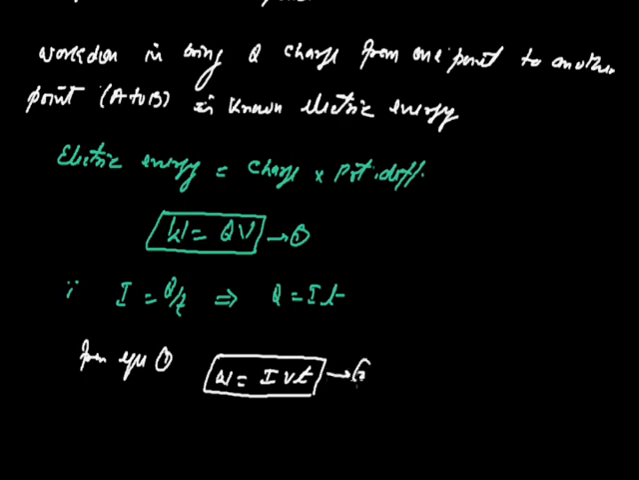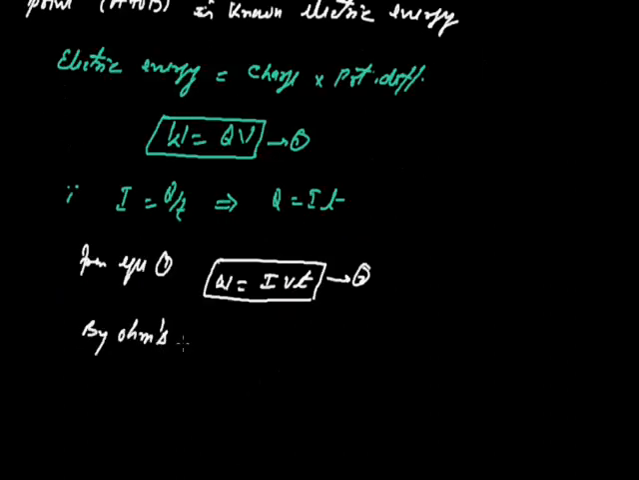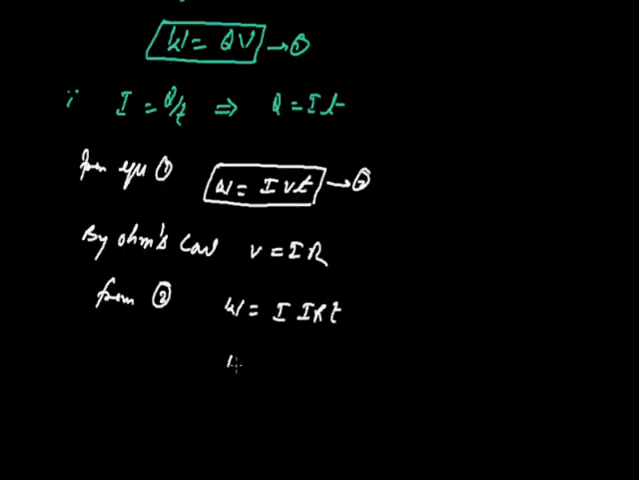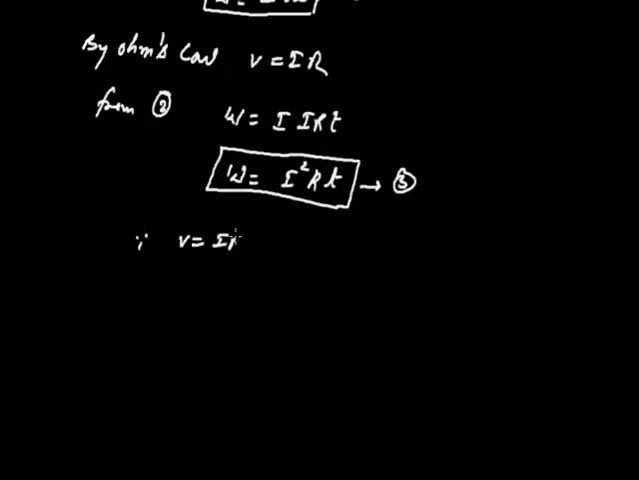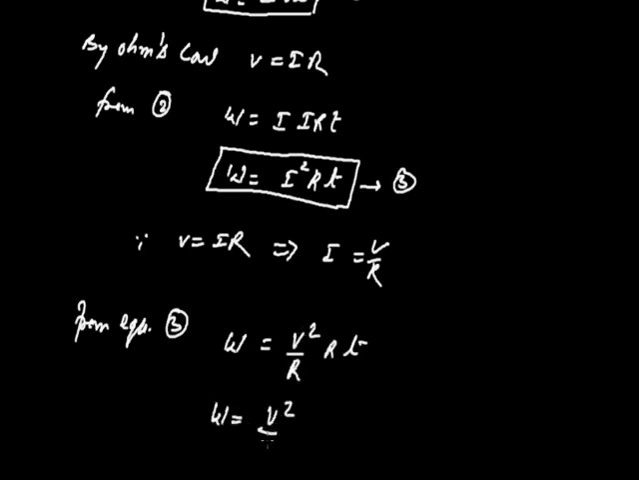Number two, by Ohm's law, V is IR. Putting the value of V in the second equation, W is I into IR into t, that is W is I square R t. The third equation is the relation between current, resistance and time. Number three, because V is IR, or I is V upon R, on putting the value of I, electric energy W is V square upon R into t.